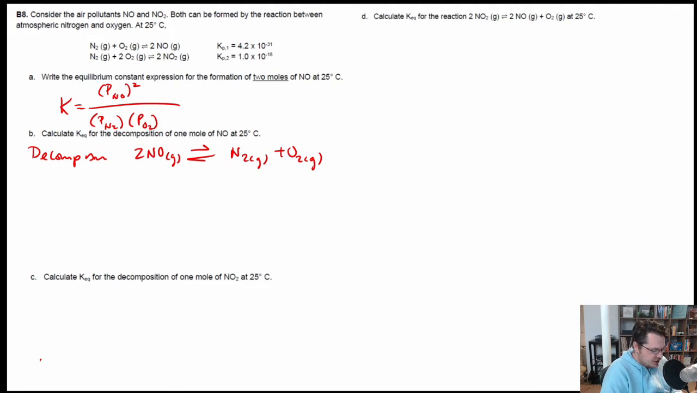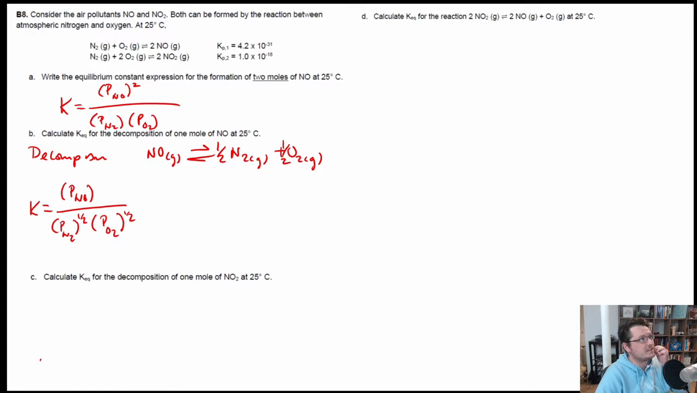The equilibrium is going to change if the concentrations of the different parts are altered. So if we're doing 1 NO, we take that reaction and divide it by 2, and we end up with 1/2 N2 and 1/2 O2. Now if we write out the K value, it's going to be equal to the pressure of NO over the pressure of N2 to the power of 1/2 times the pressure of O2 to the power of 1/2. So that's what that expression is.